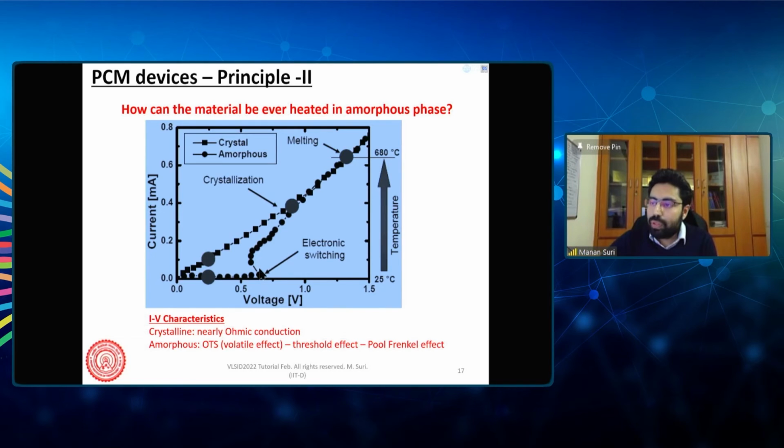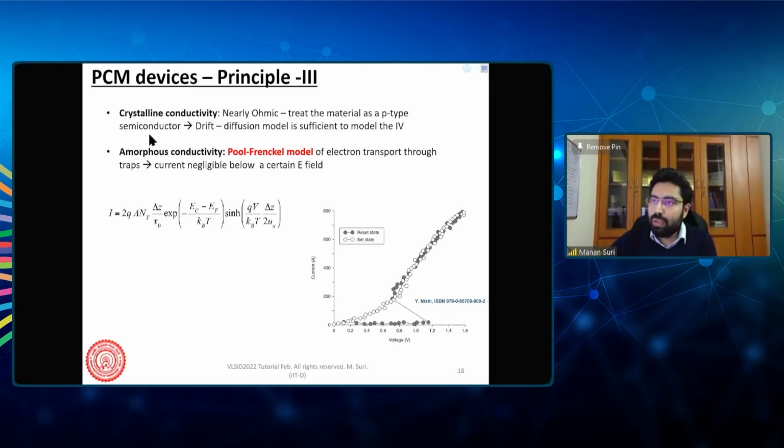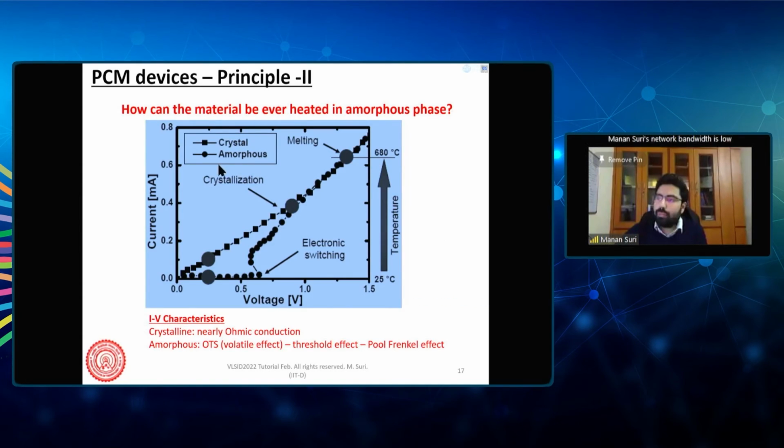But if you keep the bias above a critical voltage or keep increasing above it, it will stay conductive. So it is actually this volatile phenomenon which enables the reprogrammable non-volatile phase change in PCM devices. Now the crystalline conductivity is nearly ohmic. It behaves like an ohmic resistor, whereas the amorphous conductivity is driven by the Poole-Frenkel mechanism, and the traditional amorphous state is high resistance, whereas after the Poole-Frenkel effect or the Ovonic threshold switching, it becomes more conductive.